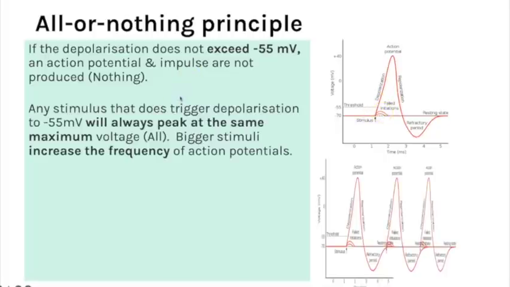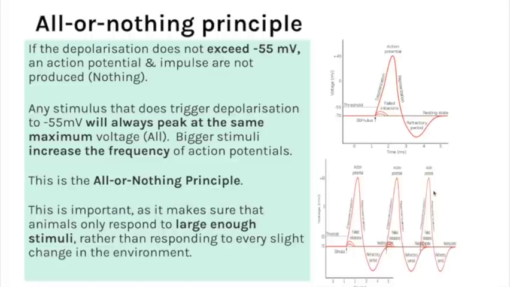The all part of the principle is the fact that if you do exceed that threshold, then you will always have an action potential and it will always peak at exactly the same point. So even if the stimulus is bigger, so brighter light compared to dimmer lights, you will still have the same peak. But what changes is the frequency of those action potentials being generated.